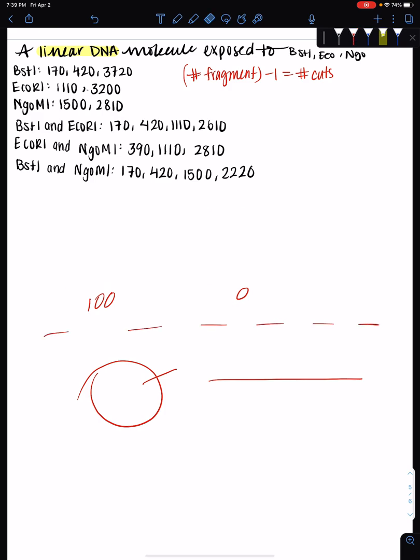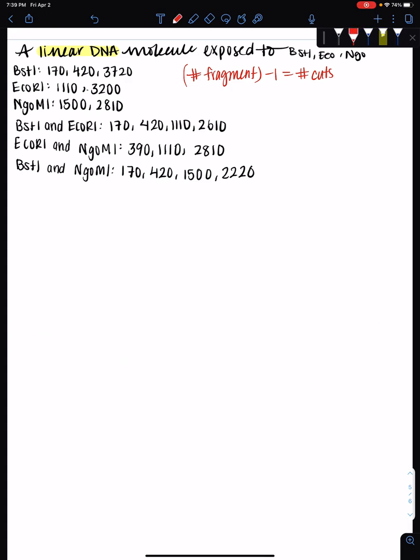So back to the problem. Let's determine how many cuts each single digest does. So B has 3 fragments, so it makes 2 cuts, because the number of fragments minus 1 equals the number of cuts. So E makes 1 cut since there's 2 fragments. And since N has 2 fragments, subtract 1, you get 1 cut for N as well.